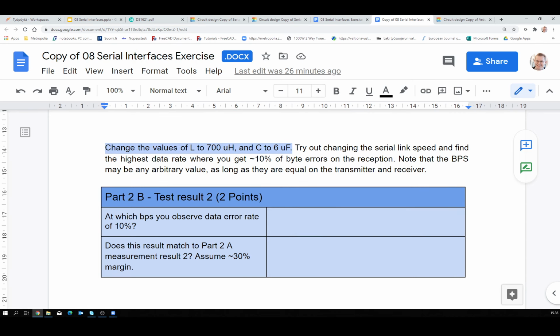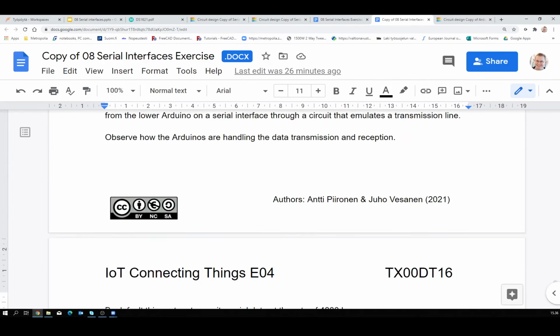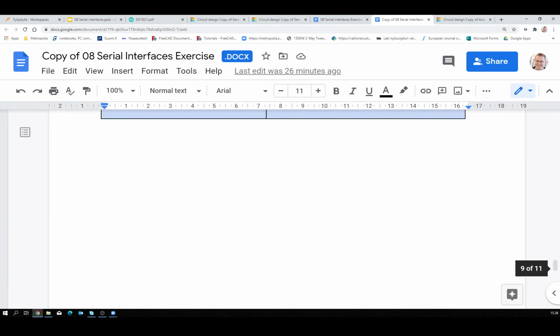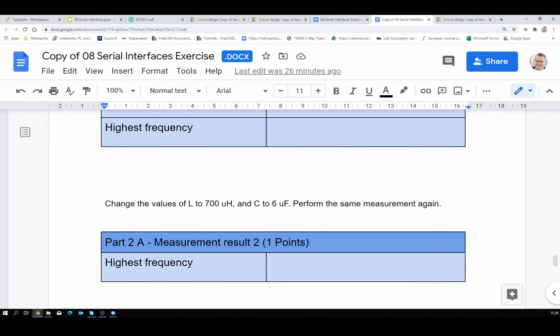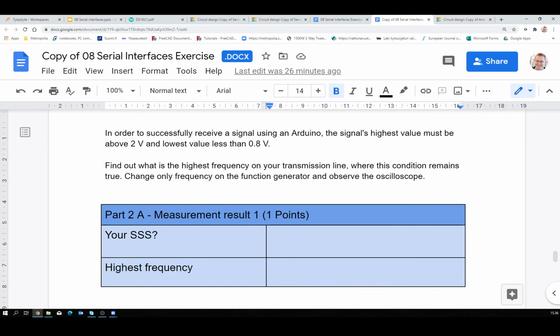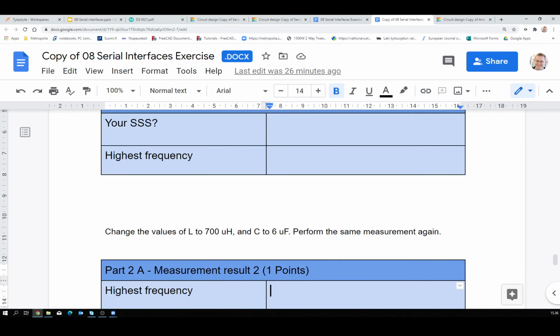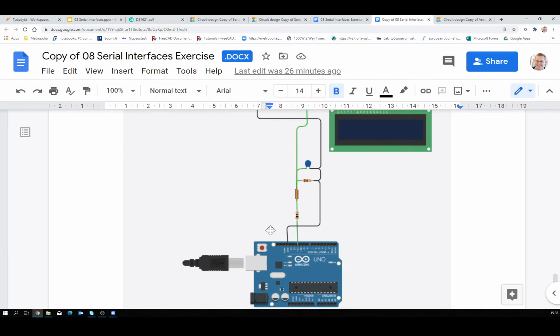Okay, 10% error rate. And now the question is, does this result match part 2A measurement result 2? So how close a bit rate you get here compared to the frequency you measured in here. Practically they should be just about the same, say within some error margin, 30% of error margin. The highest frequency here should match quite closely to the bit rate. So the ballpark number should be the same.